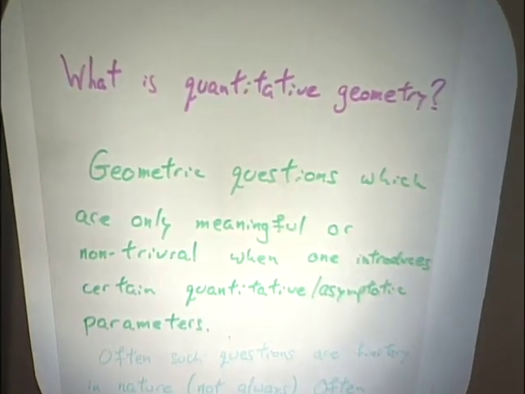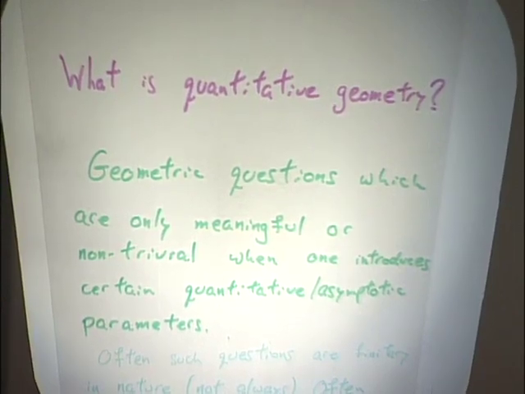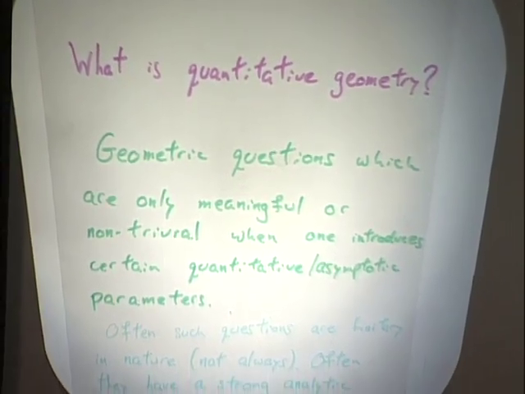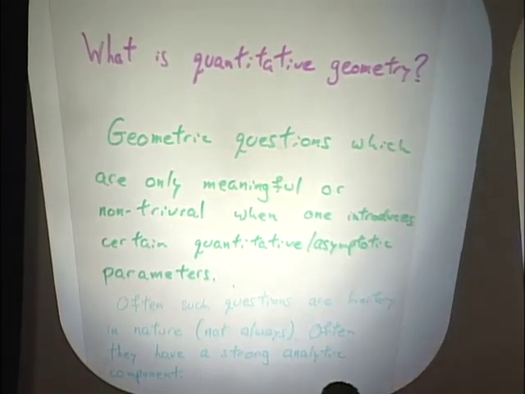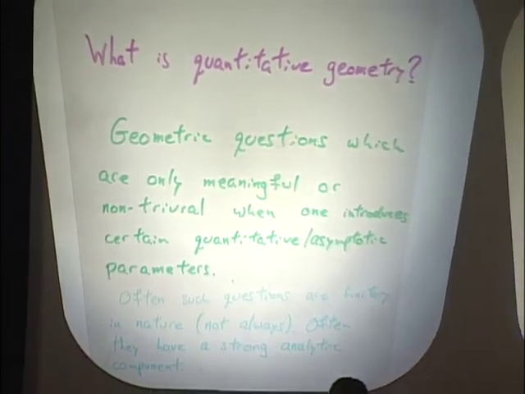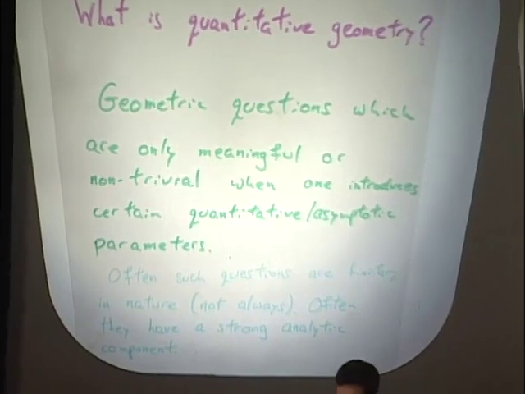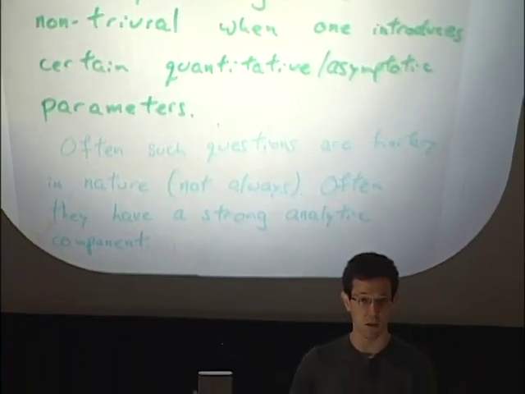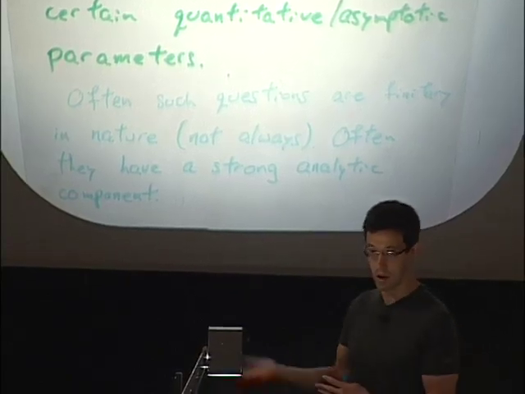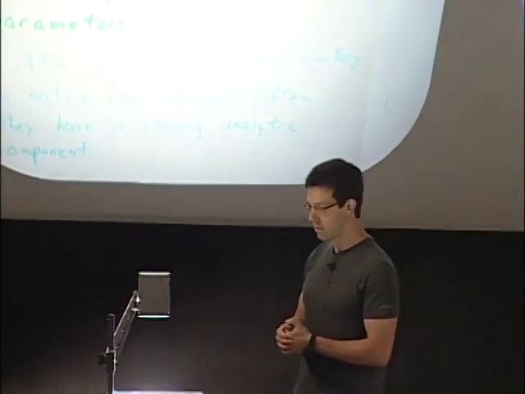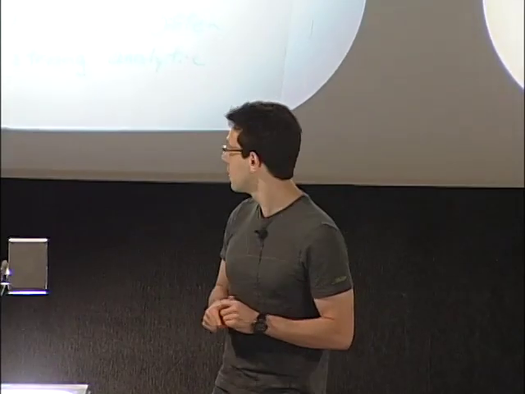Here I did something which is grammatically illegal. I use quantitative in the definition. But as you will see, these are questions that are either empty, trivial, too easy, or just have no content unless you introduce quantitative parameters into the problem. Asymptotics, things of that form. You will see many examples.